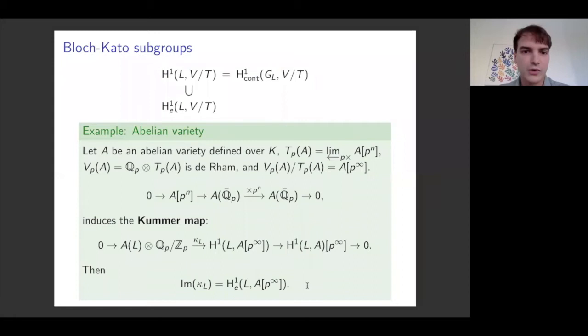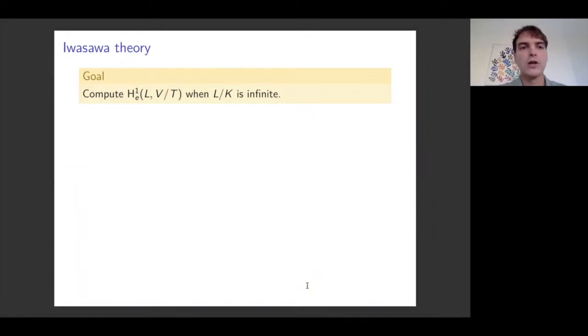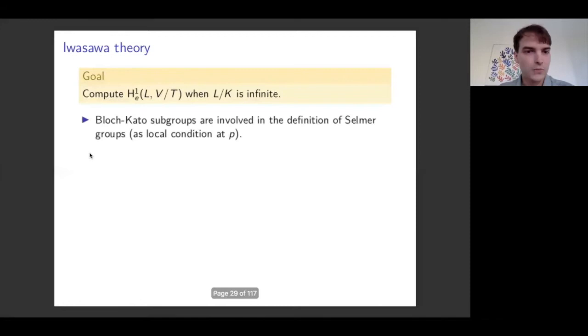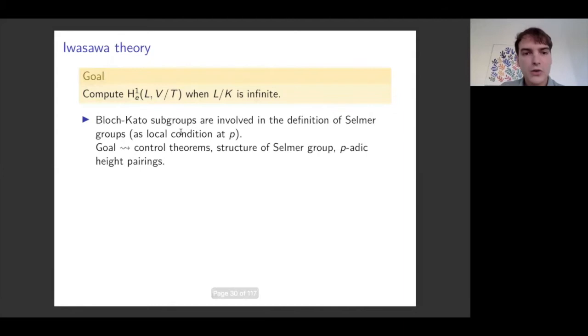So what do we want to do with this group? The goal, which I will make more precise later on, is that we want to compute this group when the extension is an infinite extension. Why do we want to do that? It's written on the slide at the top: it's mostly for Iwasawa theory reasons. I would like to recall that the Bloch-Kato subgroups are involved in the definition of the Selmer group as the local condition at p. So in particular, if we have a nice description of this group over an infinite extension, there are many results that we can try to prove, at least whose proofs depend on this computation at p. The most famous one is probably the control theorem by Mazur.